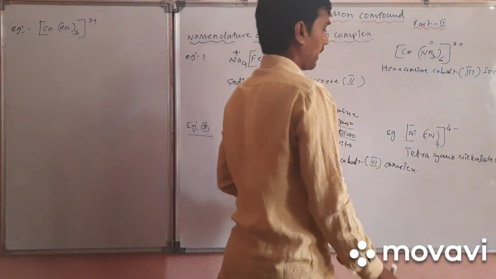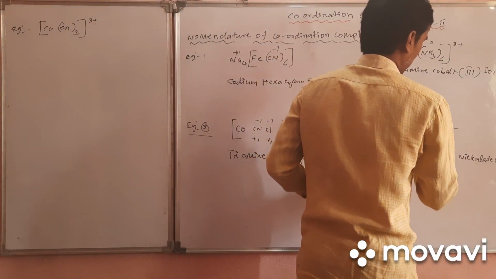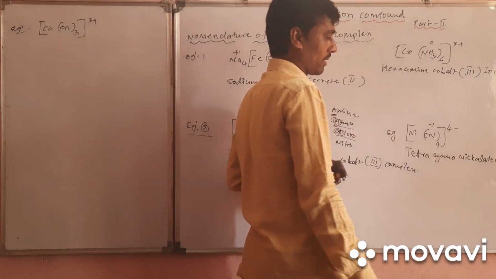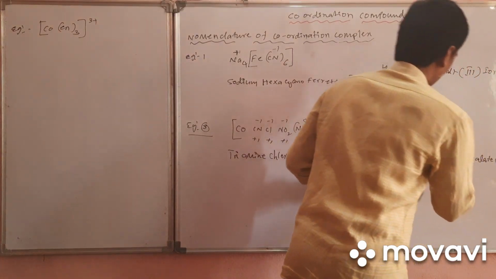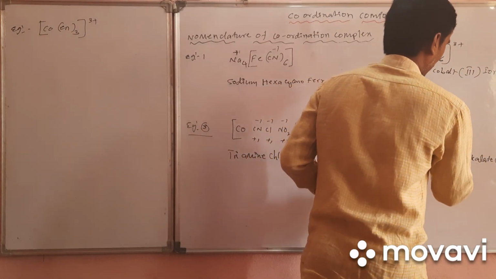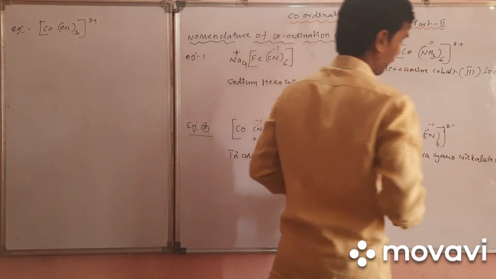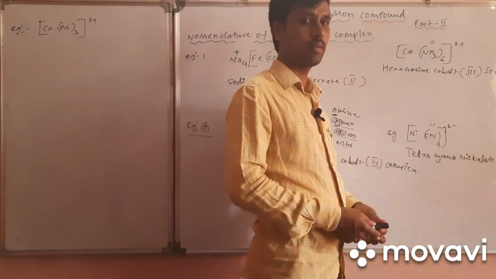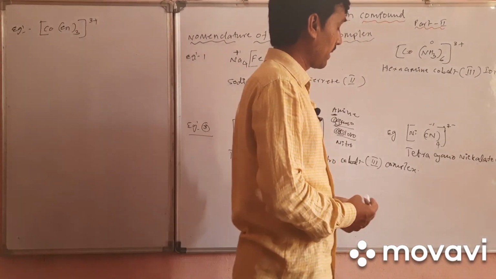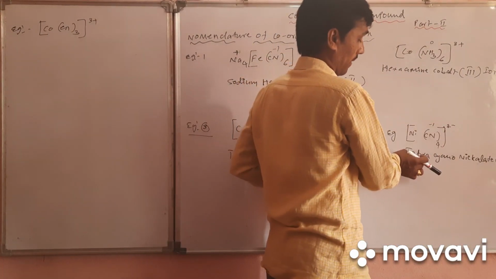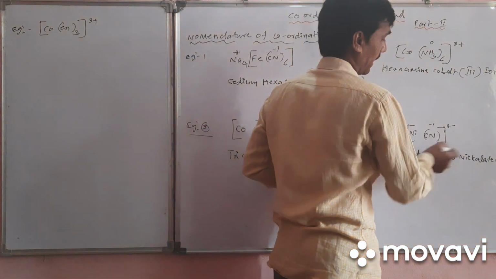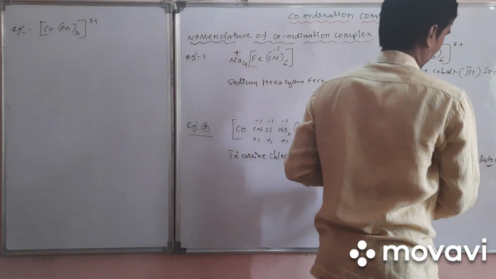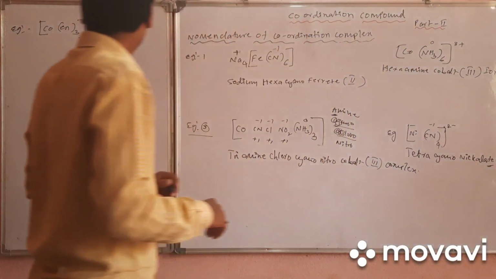Now the oxidation number. These are monodentate negative ligands, four in total, so minus 4. The complex has an anionic nature, so the charge is minus 2, and we name it tetracyanonickelate, ending with ate. The oxidation number of nickel is 2. Next we go to another example.